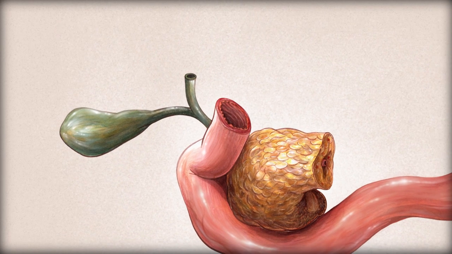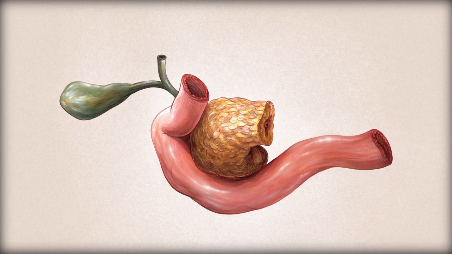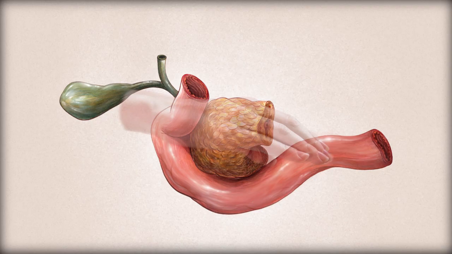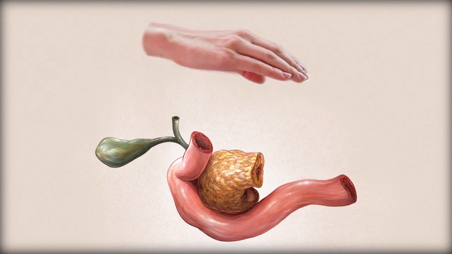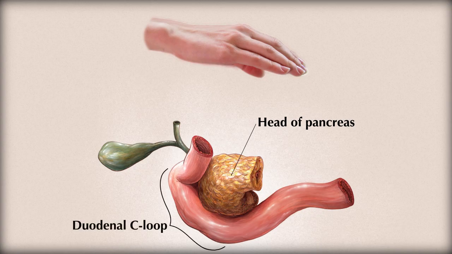There are three major landmarks to be aware of when examining the pancreas. Likening its anatomy to a right hand can be helpful when visualizing this complicated area. The head of the pancreas corresponds to the palm of the hand and is partially encompassed by the duodenal C-loop.